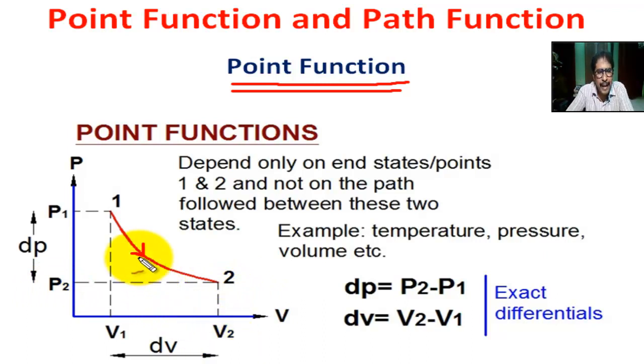So, when a system undergoes a change from one state to another, the properties of the system also change, which depend only on the end state or end points 1 and 2. These properties are point function.